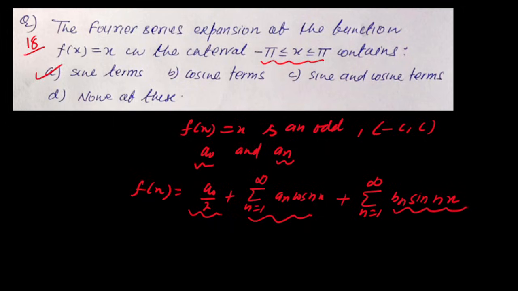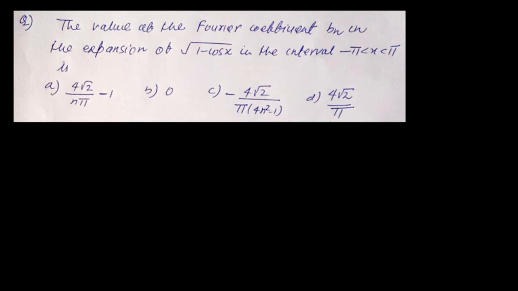This question could have been asked in a different way, that the Fourier series does not contain, and in that case the option will become the cosine terms. But here they are asking which term is contained in the Fourier series, so that is the sine term. Okay, I hope it is clear. Question number 19. So this is also a very obvious kind of question.